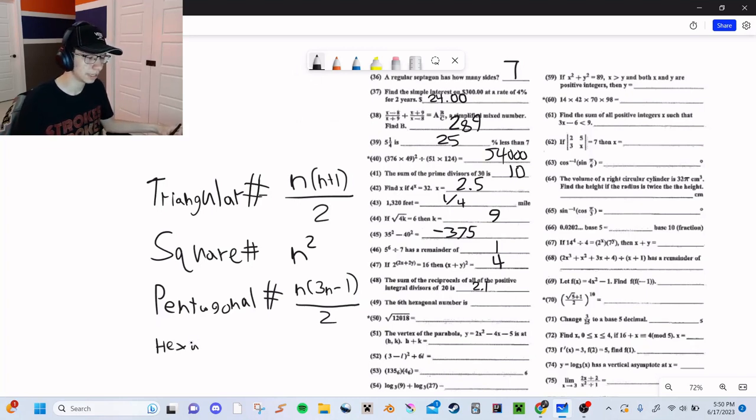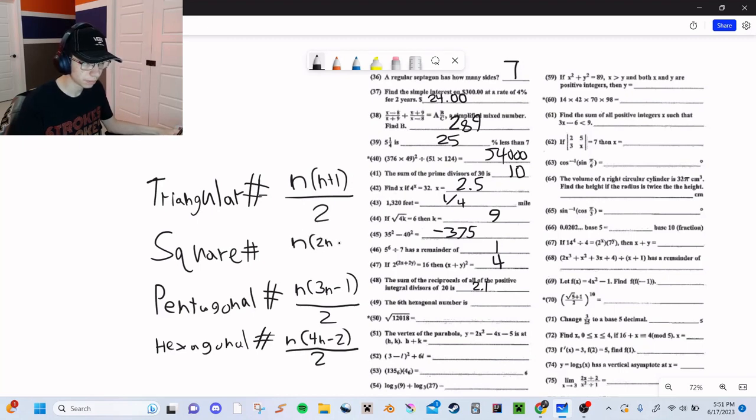And then hexagonal. The formula is going to be n times 4n minus 2 over 2. I'm going to rewrite the square one. See if you guys see a pattern in these formulas. So do you see the pattern?